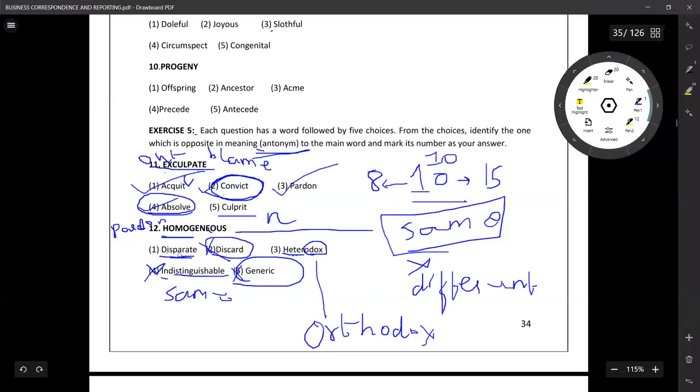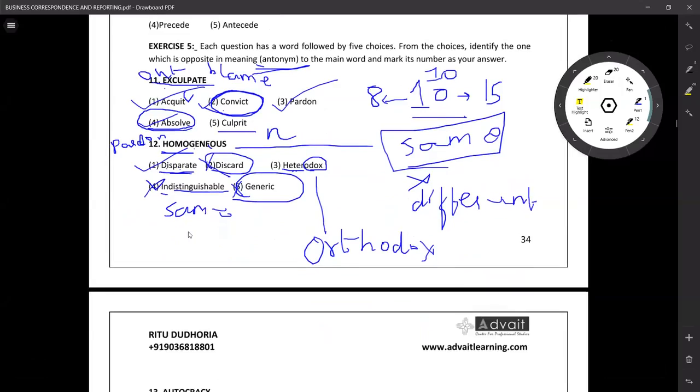So disparate would be not equal, unequal. So that will be different. So homogeneous is same, opposite is different. The answer will be 1. Makes sense, guys? Did you understand? Par is same or equal. Dis means not. Disparate becomes not equal. It's all about breaking down the word to figure out the meaning. You have to break it down into its right root words. Clear, guys? Makes sense? Yes or no?